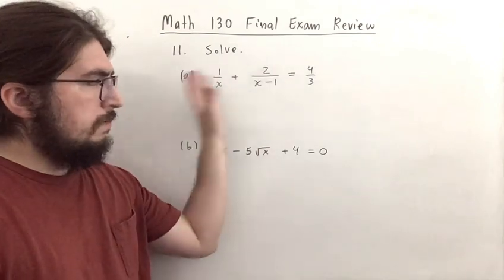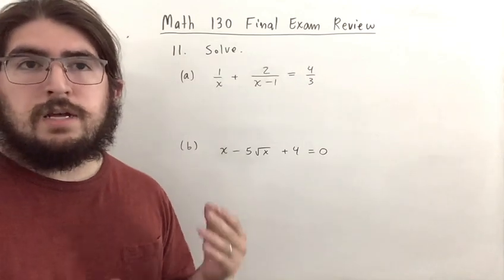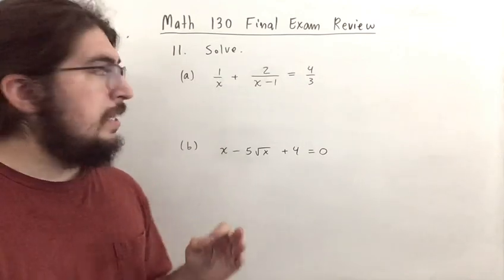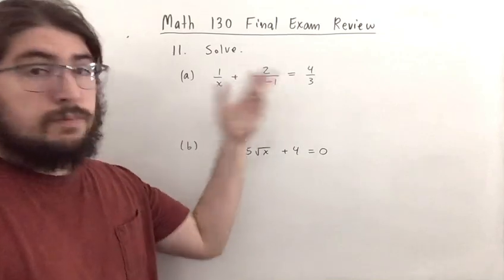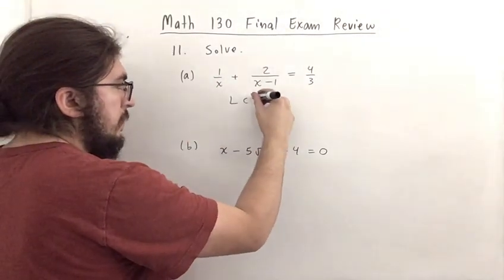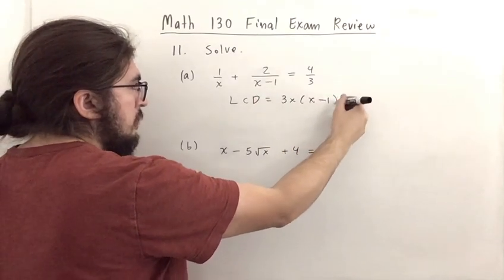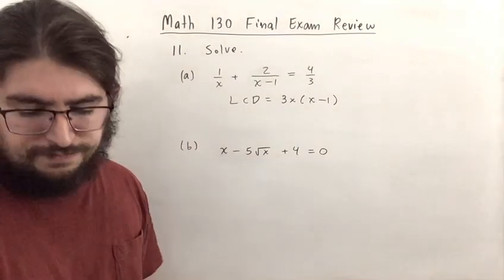Now, for an equation involving fractions, what you generally want to do is clear denominators and multiply by the LCD. In this case, the LCD is just the product of these denominators. They have nothing in common. So the LCD is going to be their product, 3 times x minus 1. So I'm just multiplying them by writing the 3 in the front.